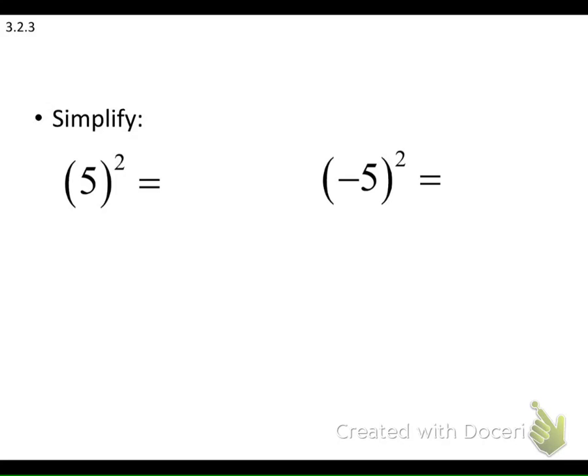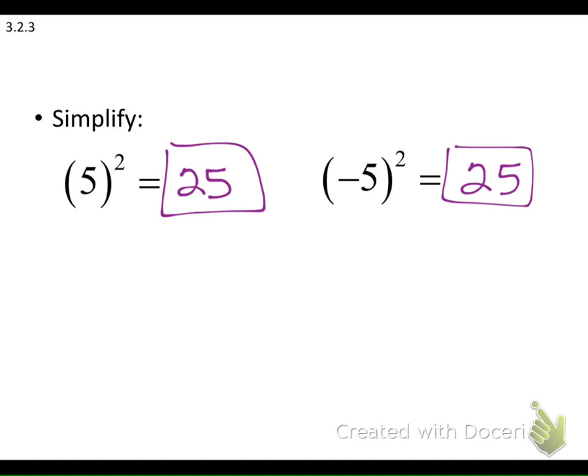25. And then negative 5 squared. So that's going to be negative 5 times negative 5, which will be 25, since two negatives make a positive. Same sign, positive. So that's going to stay the same. And that's it? That's it. That was easy.